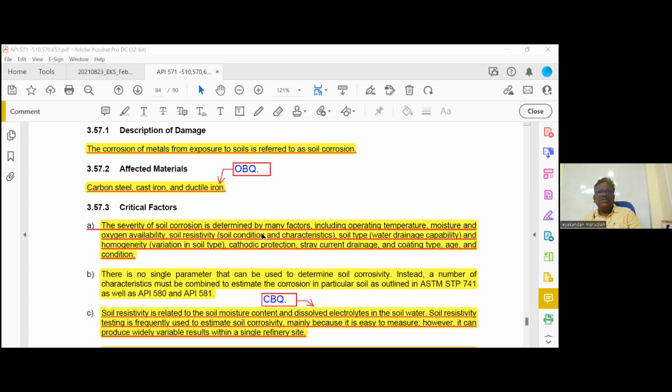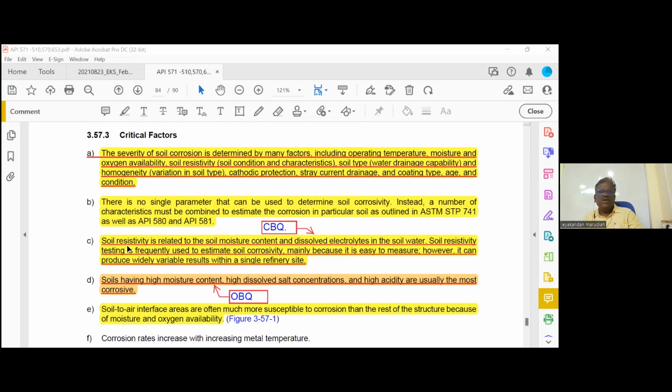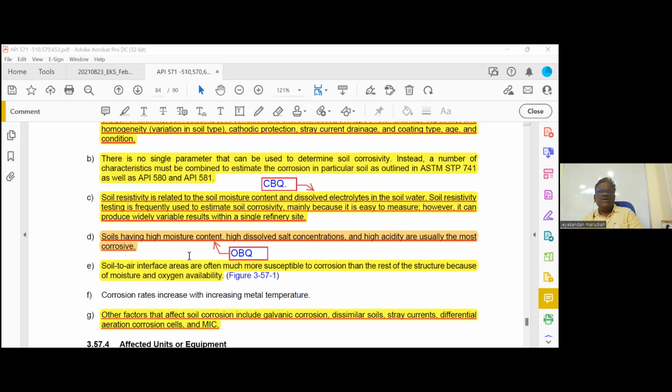Then the severity of soil corrosion is determined by many factors, including operating temperature, moisture and oxygen availability, soil resistivity, soil type, all these things. Then this is important, close look. Soil resistivity is related to the soil moisture content and dissolved electrolyte in the soil water. That is important. Soil resistivity testing is frequently used to estimate soil porosity. So we are using only soil resistivity. Then this is open book. Soil having high moisture content, high dissolved salts concentration, and high acidity are usually most corrosive. That is an open book question.